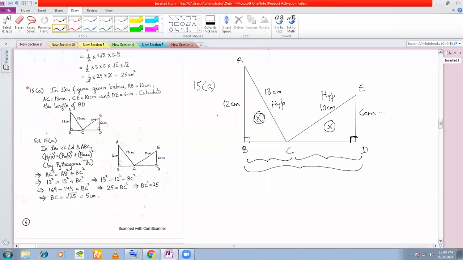Now you see the perpendicular is given to you. Here also the perpendicular is given to you. So in this triangle, if the perpendicular and the hypotenuse are given to you, you can find out the base CD. Similarly, in this triangle, if the hypotenuse and the perpendicular are given, you can find out the base. Once you find out the bases, you can add up the lengths to get the length of BD. Fine.